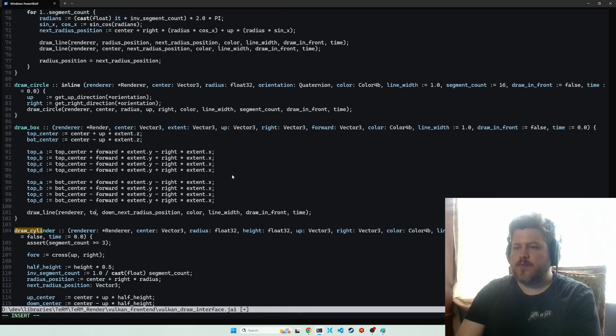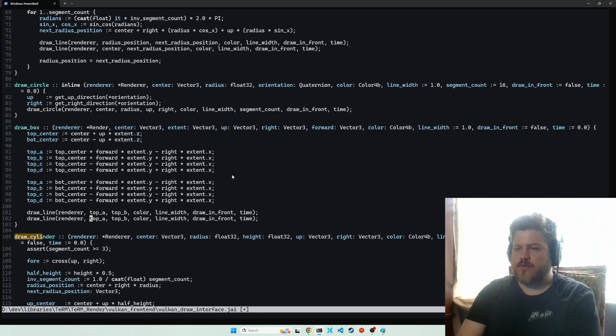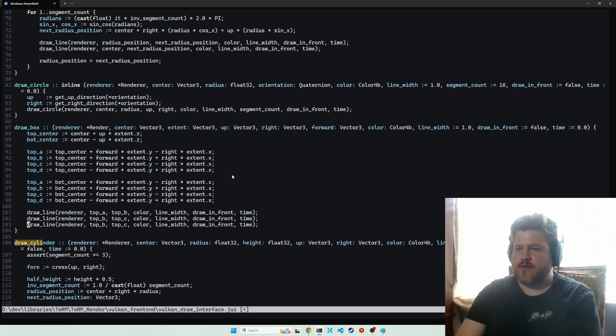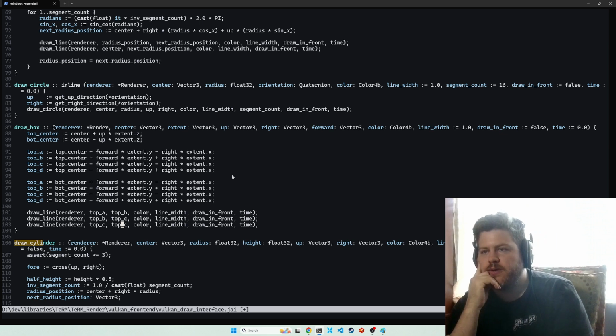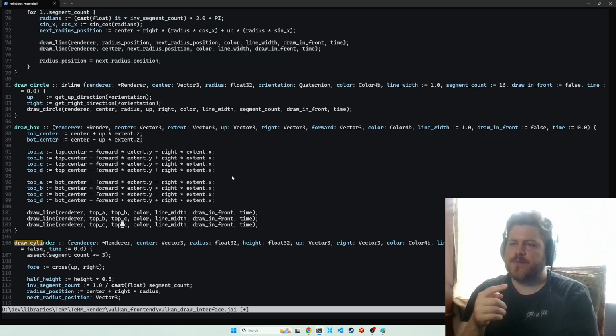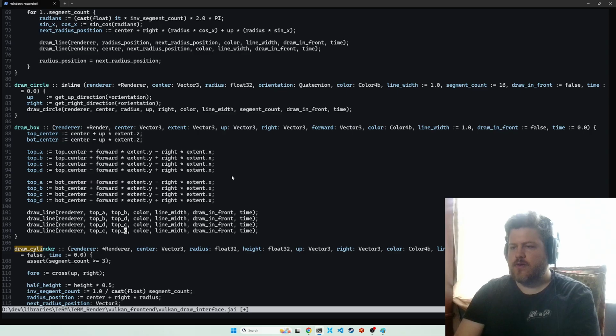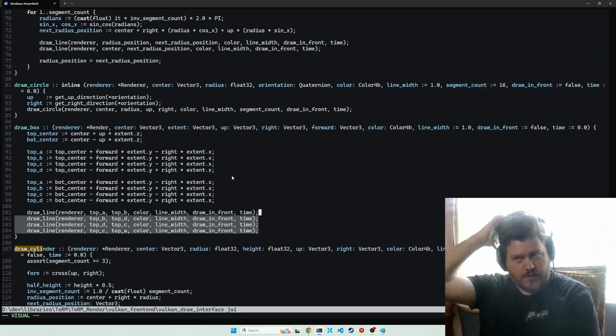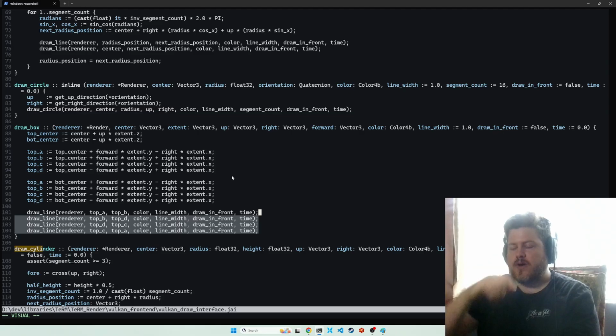So we're going to draw from top A to top B, and then from top B to top C, from top C to top... Wait, let me think about this. See, I don't want to draw across the top, right? So top B is forward to the right. I want to draw from top B to top D. And then from top D to top C. And then from top C to top A. Okay, so it'll be all of the edges of the box on the top side.